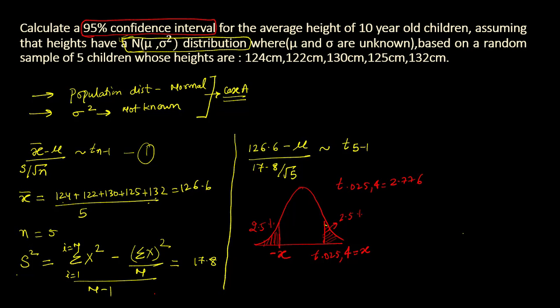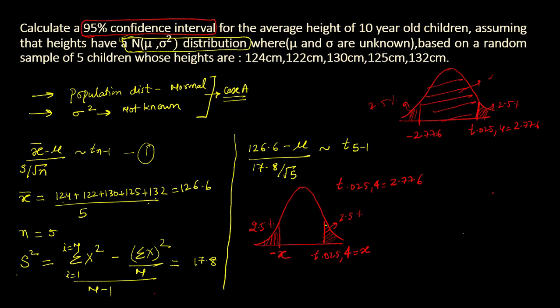So what is our 95% confidence interval? Here t 0.025 comma 4 is 2.776, and here it's minus 2.776. This would be 2.5%, this would be 2.5%, and this would be 95%. So this is the range of our confidence interval.